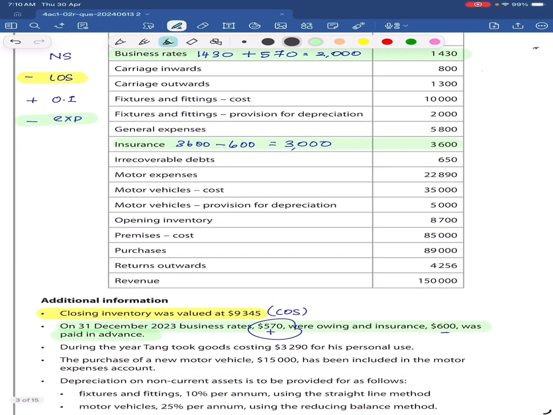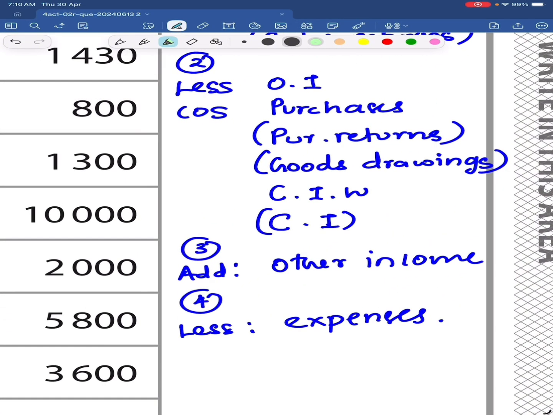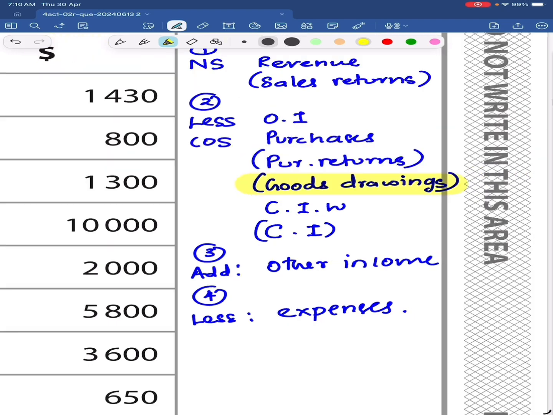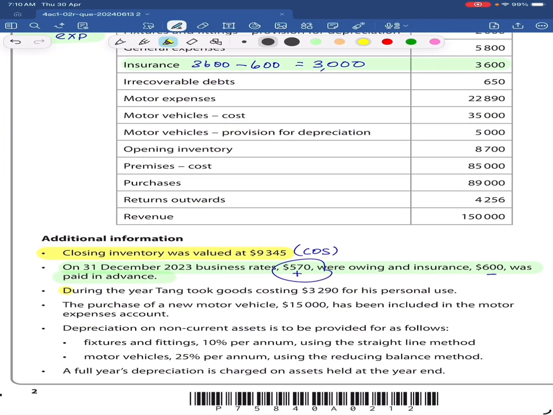During the year, Tang took goods costing 3,290. Hope you can remember the format under cost of sales, and any goods drawings will go under the cost of sales section. This, right? So this will appear under the section of cost of sales, and this amount will be deducted.